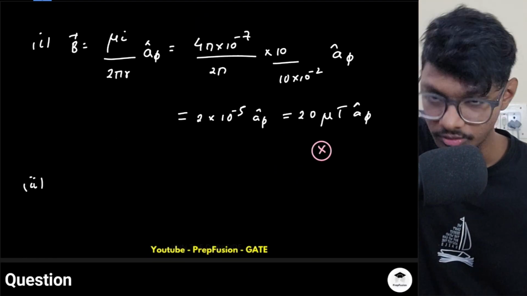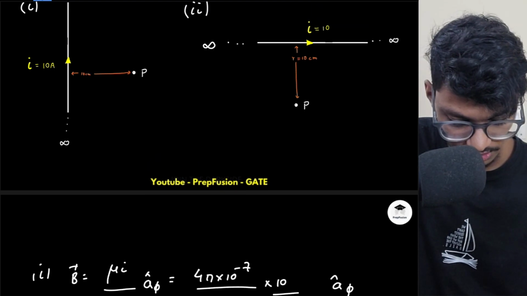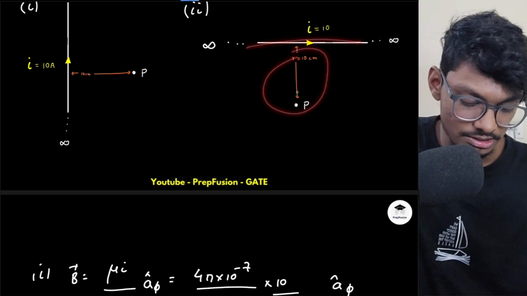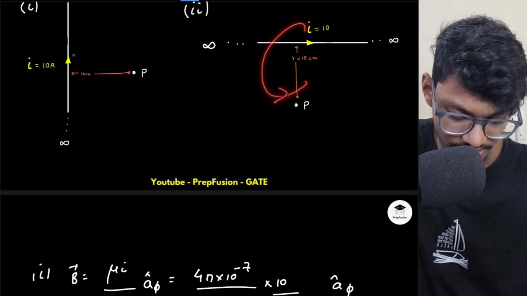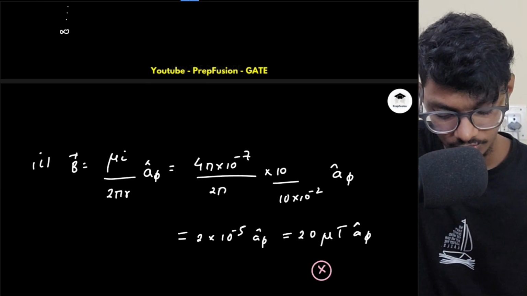It will not, there will be no difference, because this has a perpendicular distance of 10 centimeter, and the current is 10. Just it is again going into the plane, but like this. It is going like this. Here it was going like this. Okay, so I hope you get the difference.